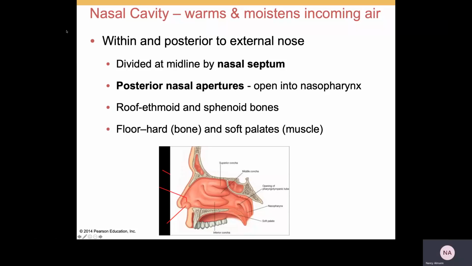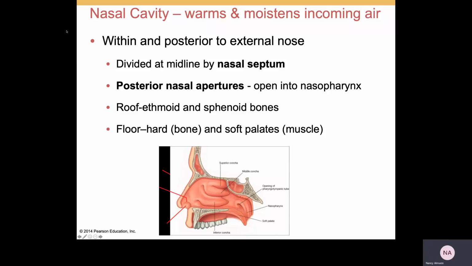We know that the nasal cavity is going to warm and moisten the air that you breathe in. Within the posterior part of the nose, you have the nasal cavity that is going to be divided at the midline by the nasal septum. And again, you remember that septum means wall. There will be posterior nasal apertures, which are going to open to the nasopharynx.